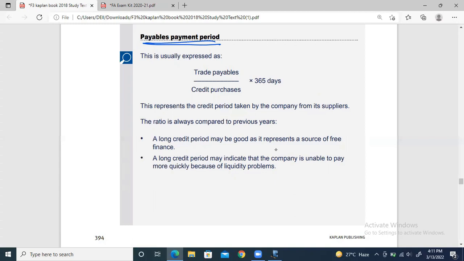Now, in the receivables collection period, what were we considering? How quickly the customers are paying us. But in the payables payment period, what are we considering? How quickly we are paying our payables, right? Now, the implication of this is completely opposite to that of the receivables.